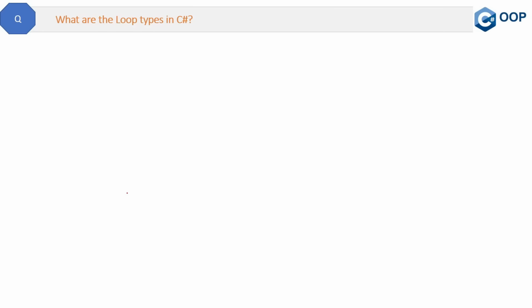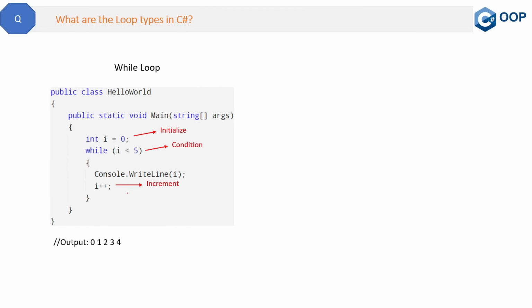What are the loop types in C#? I think this is the simplest question and you might be aware of it. Let's quickly go through it. First is the while loop. Here is the code block. Initialization happens before the loop starts. The condition is set with the while keyword and then the increment has to be done inside the loop at the end. That's it. This is the while loop.